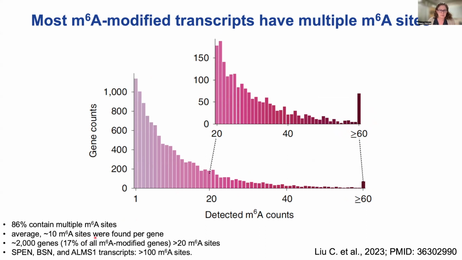There's an average of 10 per gene, but again, the diversity is really interesting. And, let's see, 2,000 genes have greater than 20 M6A sites. Some, again, have more than 100. So this would be highly regulated when you would, for example, change expression of the machinery.